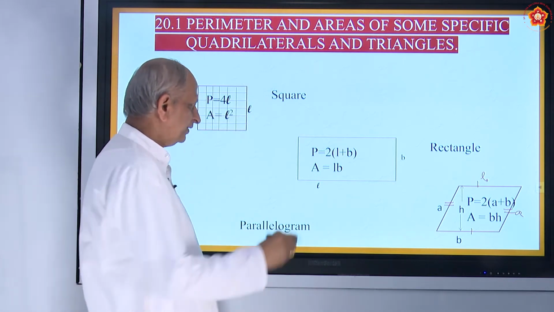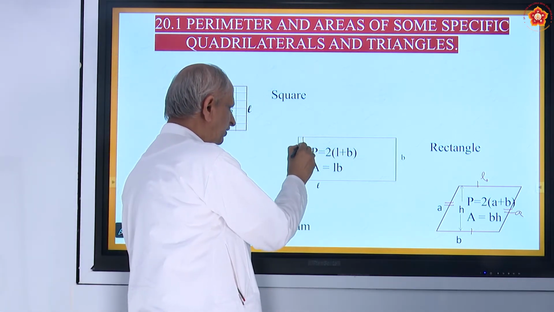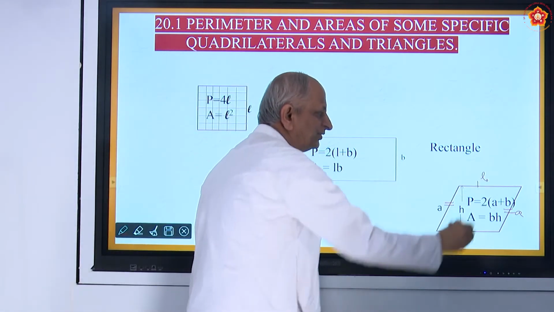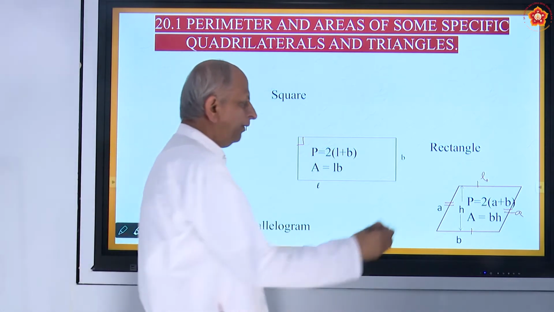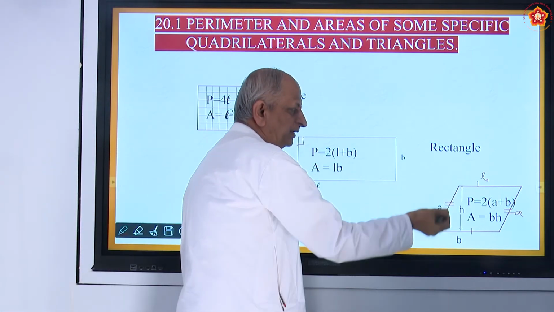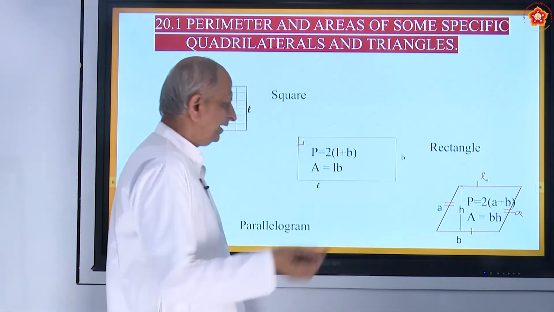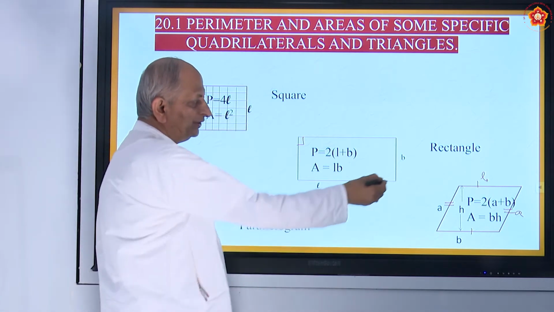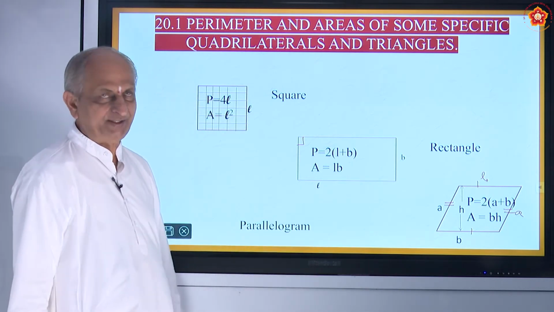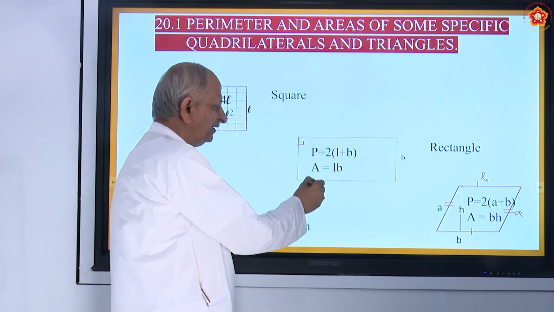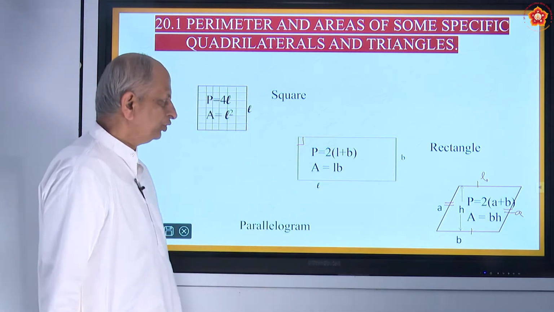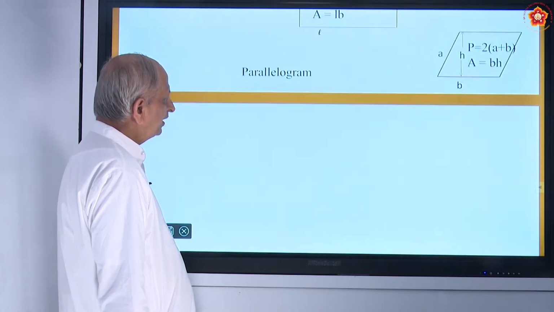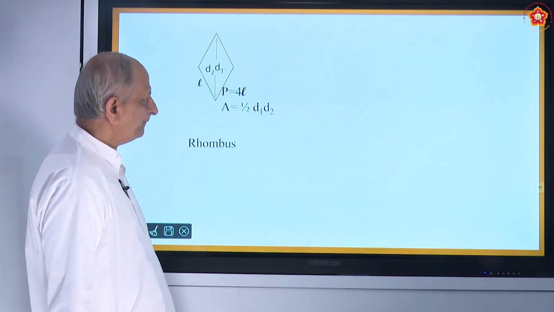Why? In a rectangle each angle is 90 degrees. Here each angle is not 90 degrees, but opposite angles will be equal and opposite sides are equal like this only, but the difference is that right angle. Okay, so this is the formula, base into height. Here the formula is length into breadth. So note the difference, that is also called a parallelogram. And let us see some more.